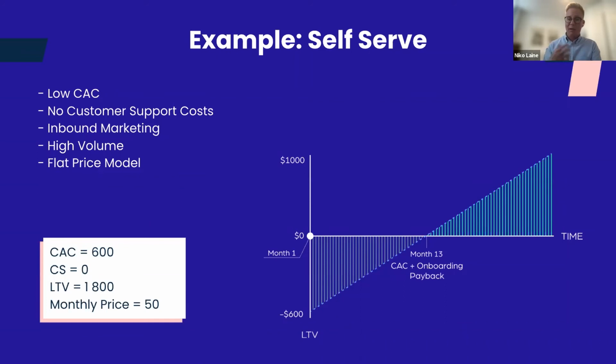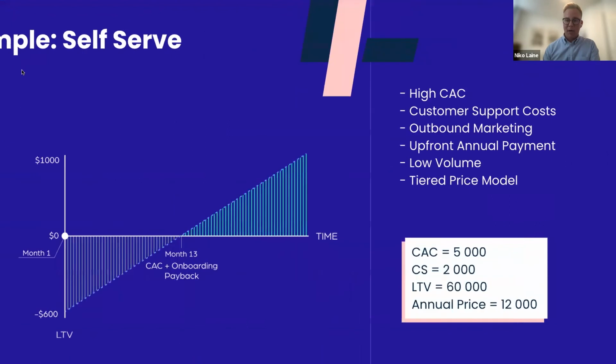As time goes by and the customer pays that $50 a month, on month 13, the customer becomes profitable. This means it's profitable from a CAC and onboarding costs point of view. Because the LTV to CAC ratio is 3, and the CAC and onboarding payback time is 12 or 13 months, this is a fairly healthy option. The last 2 years of the customer contract are positive, you're earning some money, and cumulative cash flows are healthy. So this is fine. Let's go to the next model and look at the enterprise model.